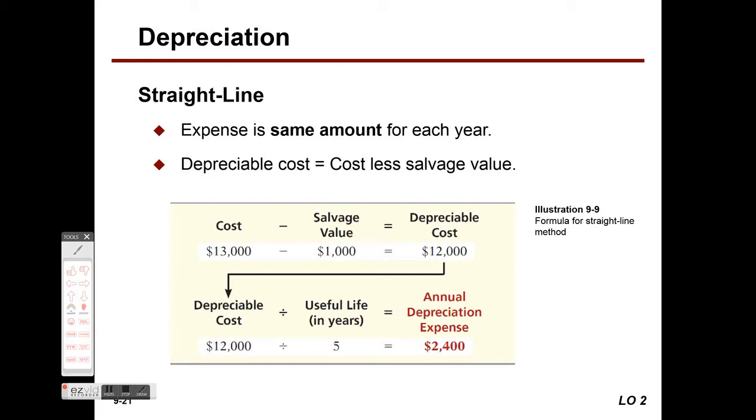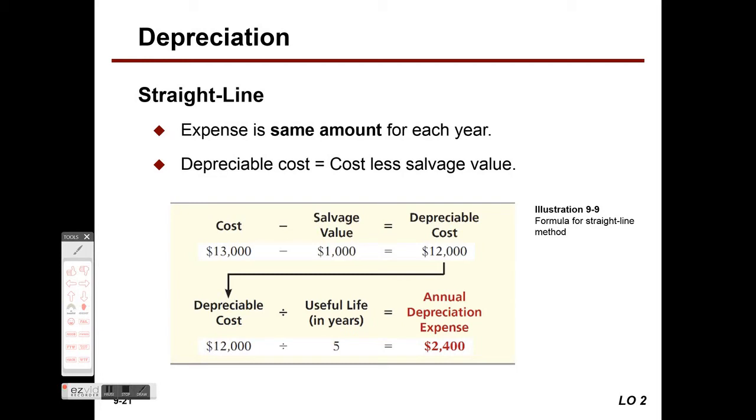Most straightforward, and it's easy because it gives you the exact same amount of depreciation expense, which is our income statement expense, each year. So you have to do one calculation for straight line depreciation, and then you've got your expense for each year that the asset is in use.